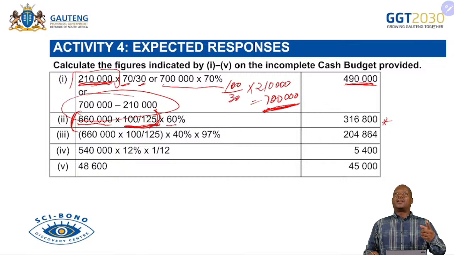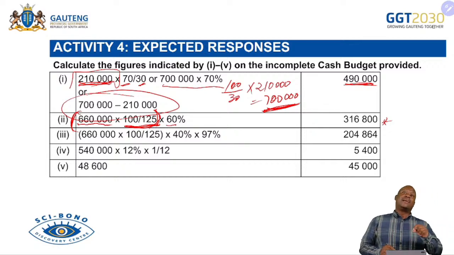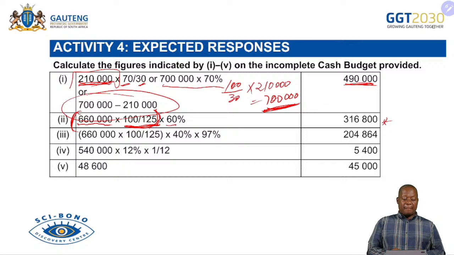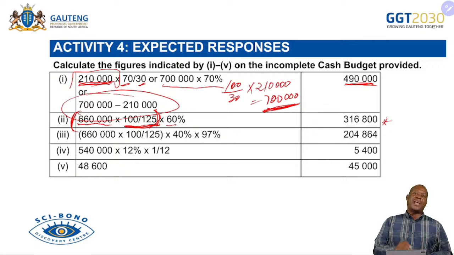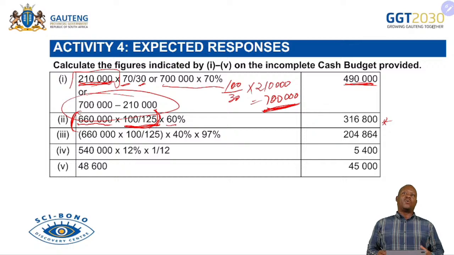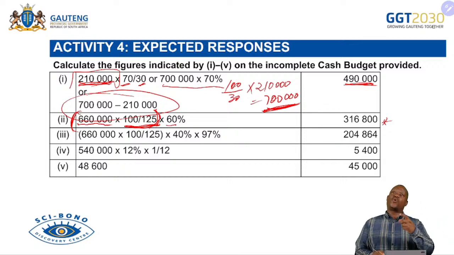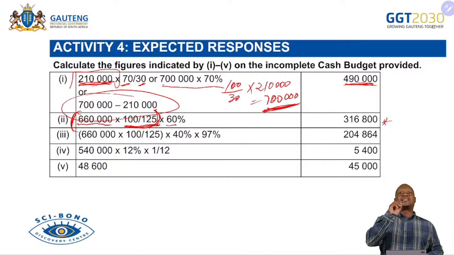Number 3 was looking for us to find the payments to creditors in the month of September. And I said, for us to pay in September, we should have bought prior to September, which means we are buying in October, because we are always paying 1 month after. So for us to find the purchases for October, which we are not given, we must link it to the sales for October.